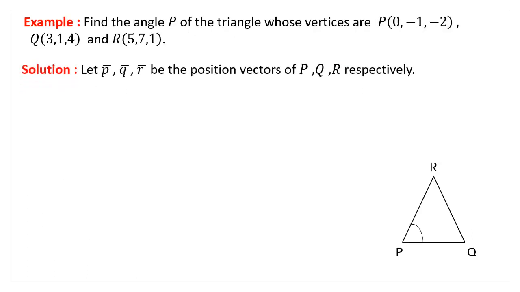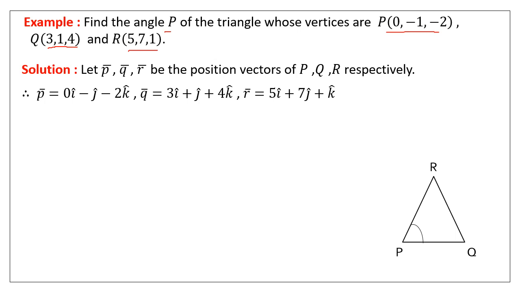Find the angle P of the triangle whose vertices are P(0, -1, -2), Q(3, 1, 4) and R(5, 7, 1). We have to find the angle P of the triangle. Solution. Let P bar, Q bar, R bar be the position vectors of the vertices P, Q, R of triangle PQR respectively. So P bar we can write as 0 i cap minus j cap minus 2 k cap using the given point. Q bar equals 3 i cap plus j cap plus 4 k cap and R bar equals 5 i cap plus 7 j cap plus k cap.